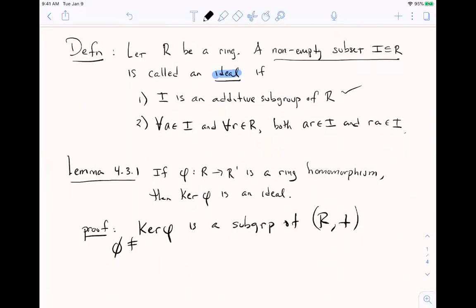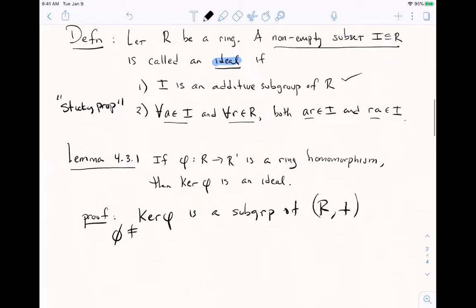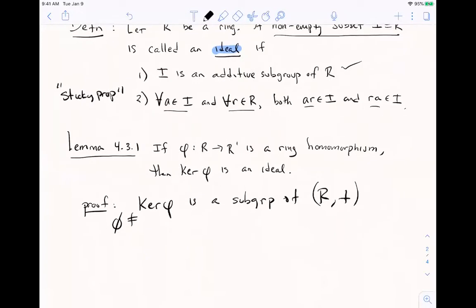Now we're going to check the second condition, which I like to call the sticky property. Why do I call it the sticky property? Because if you take an element in the ideal and then any other element, the products have to land in the ideal. So I think of the ideal as being sticky in the sense that if a is in there, anything that bumps into a is in there. You can ignore that, though. You don't have to call it the sticky property. But here I'm going to show that a kernel has the sticky property.